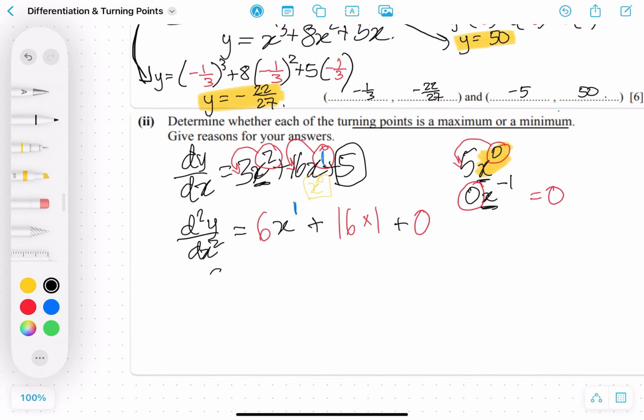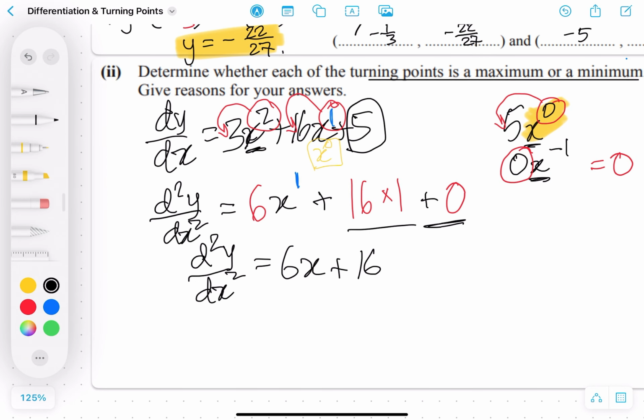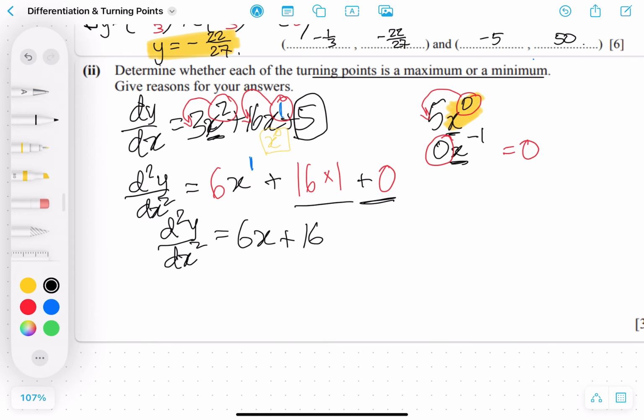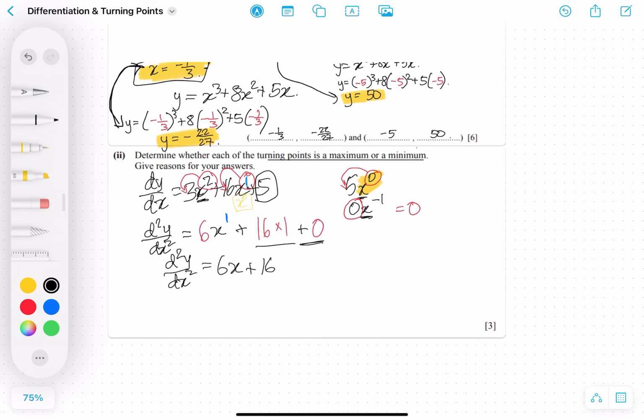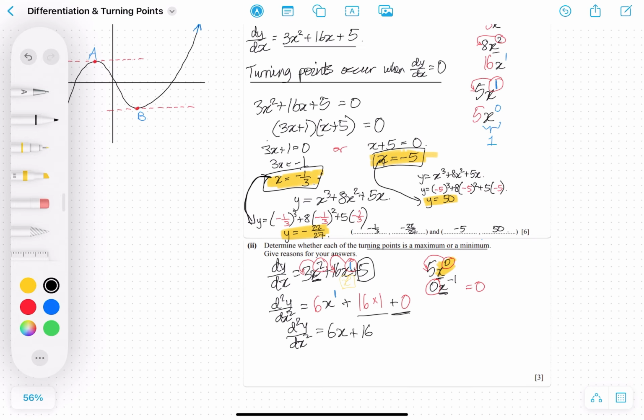So therefore, d2y by dx squared is equal to 6x to the power of 1. It's the same as 6x plus 16, and we don't have to write down plus 0. So now we found out that d2y over dx squared, the second derivative, is defined by 6x plus 16. So how would we use this to find whether each point is a maximum or minimum?